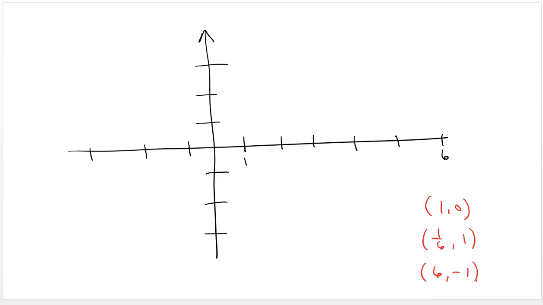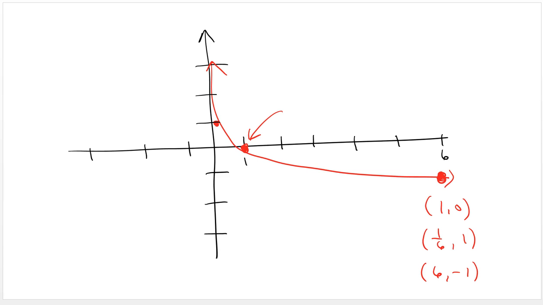Okay, so the point 1, 0 is right here. The point 1/6, 1, okay, is going to be about right here, about the best I can do with that 1/6. And then the point 6, negative 1 is over here. And notice that's going to give me the logarithmic function that looks similar to that. But again, in Knewton Alta, I think you're given this point right here, and then you slide around to get to that point, and then boom, you're done.